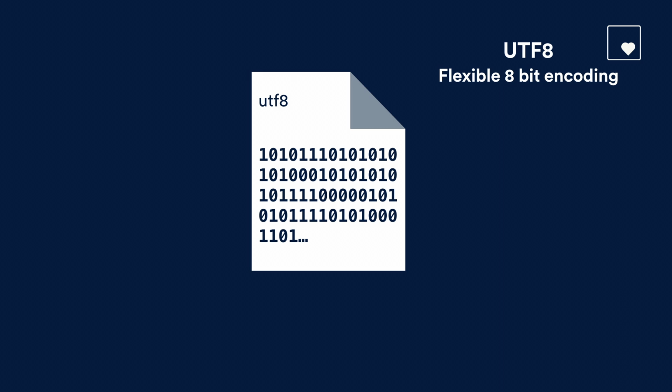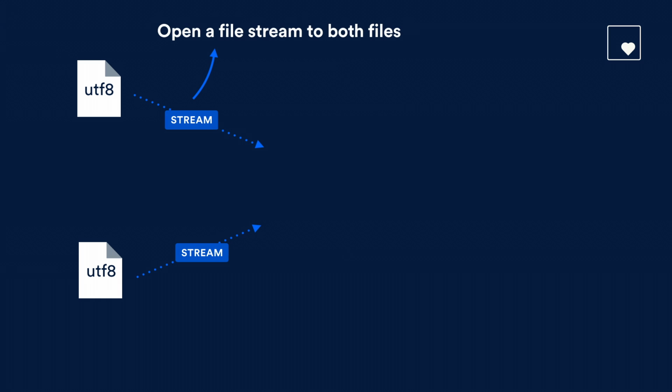It's a flexible 8-bit encoding. Okay, now in this file we have a binary string. And it's huge, it's like 10 gigabytes big, much bigger than we could store in memory at once. And let's say we have 2 of those files. We could open a stream to those files. This is sort of like a live connection to the file without reading anything in.